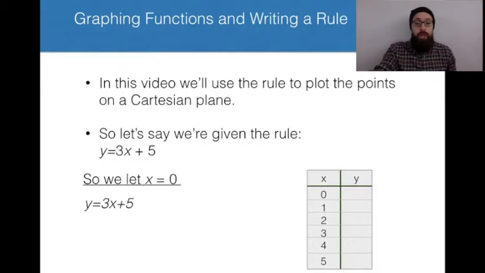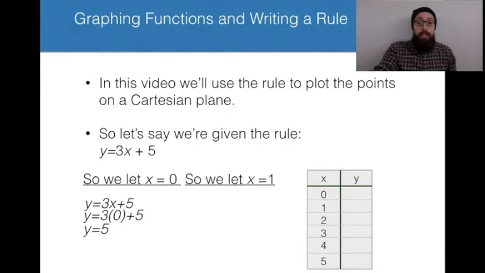So in our rule, y equals 3x plus 5, we'll replace the x with a 0, and then do the equation. So 3 times 0 is 0, plus 5 will give us 5. So that means when x is 0, y is going to be 5. So let's try again. Let's say we let x equal to 1.